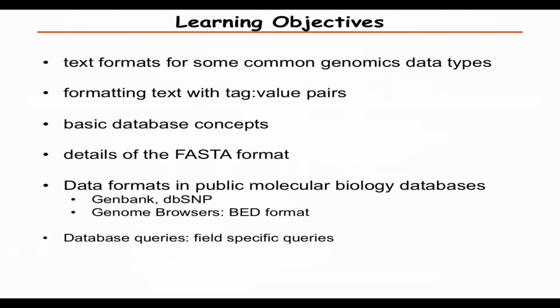Okay, so in this lecture, we're going to talk about text formats for some common genomics data types, formatting data, specifically standard formats for particular types of data, some basic database concepts that are good to have in mind. We're not going to be studying database languages, but it's good to understand how databases are structured and how you can interact with them to get the data that you want. And then we're going to have a little tour of some of the most popular molecular biology genomics databases: GenBank, dbSNP, genome browsers. And we're also going to talk a little bit about how to structure database queries to get what you want.